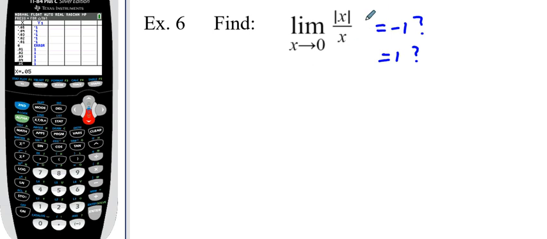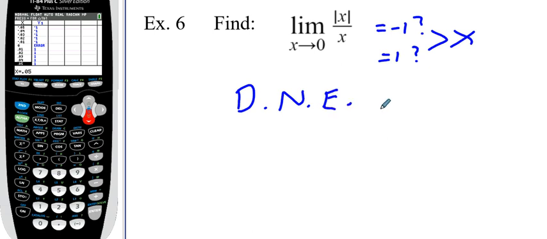So here's what we say in this case. We say, hey, we're approaching two different values. This can't be, we can't have this. So what we say is that the limit does not exist. And the cool way to write that, if you write it all out in words, you don't look very smart. If you write DNE, that means the limit does not exist.